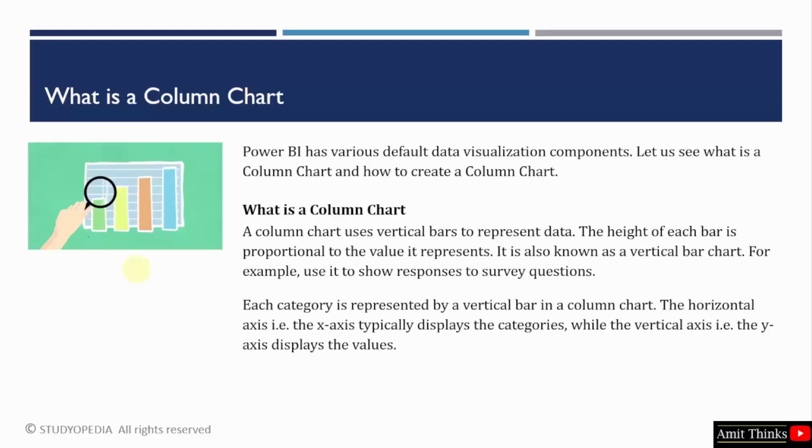Okay. The height of each bar is proportional to the value it represents. Each category is represented by a vertical bar. The same is visible here. It includes the horizontal as well as the vertical axis. Obviously, the horizontal axis typically displays the categories, which is the x-axis, and the vertical axis, that is the y-axis, displays the values.